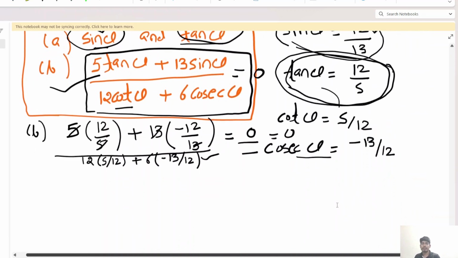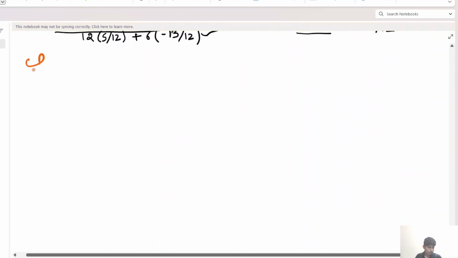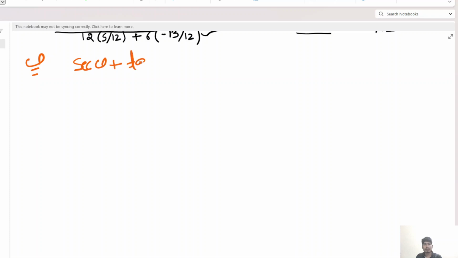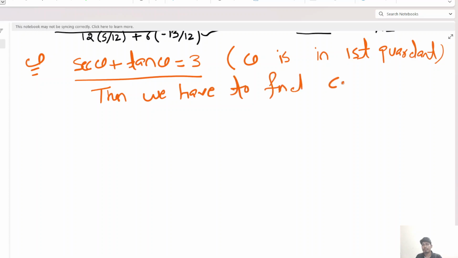What is our next question? Next question is sec theta plus tan theta is equal to 3. This is given, and theta is in the first quadrant, okay. This is also given, first quadrant. Then we have to find the value of cos theta, okay.